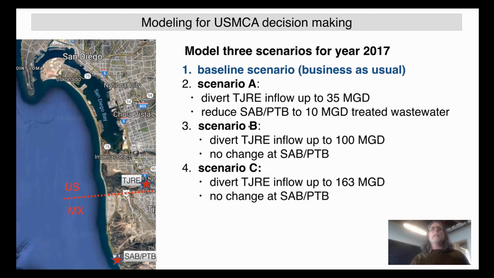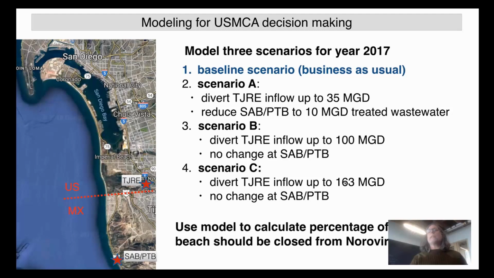Okay, scenario B doesn't do anything in Punta Bandera, but it diverts the TJRE inflow up to 100 million gallons a day. So if it goes above 100 million gallons a day, it flows in, but otherwise it'll be diverted. Scenario C is similar to B, but now we're at 163 million gallons a day. This upper limit of 163 was chosen based on the South Bay Ocean Outfall pipe, which is about 3 miles offshore in about 100 feet of water depth. That's where some of this diverted flow is expected to go. But that's sort of the excess capacity that would be in that pipe.